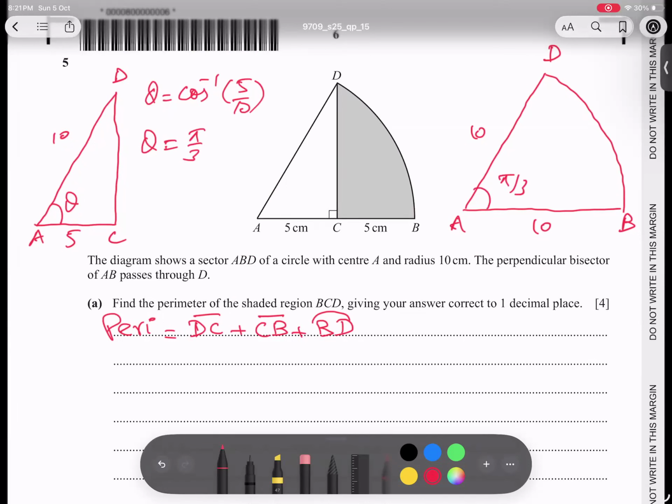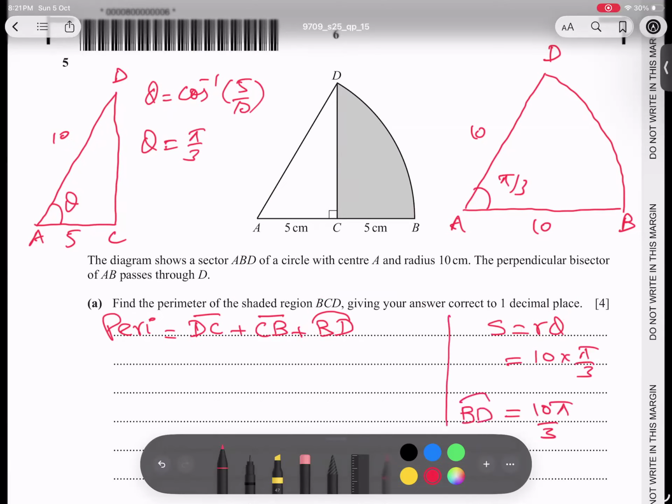So it's done. Now, what is the arc length formula? S is equal to R theta. R is 10, theta is this one. So radius is 10 and pi by 3. And I got 10 pi by 3 as the arc length, which is BD. So Alhamdulillah Rabbil Alameen, BD is done.